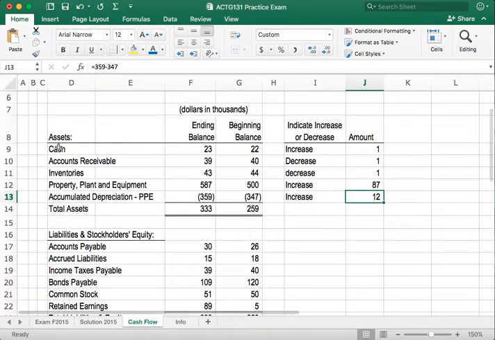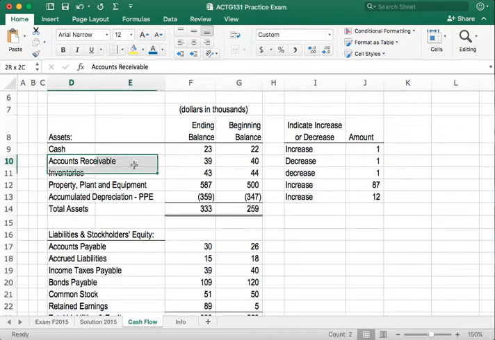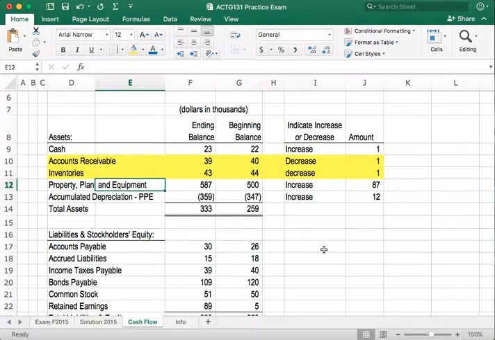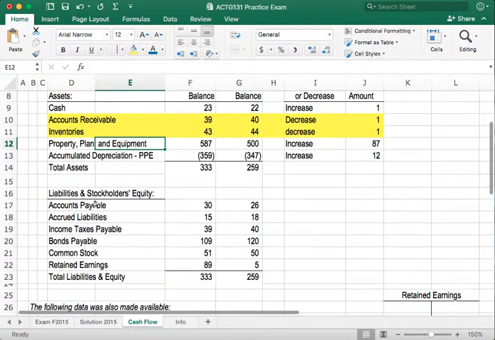But before I go on, I want to highlight a few things. First of all, we don't begin with cash. We're using the indirect method where we begin with net income. So cash isn't important yet. Also, I'm going to highlight these items here because these two, accounts receivable and inventories, those are current assets. Property, plant, and equipment, that's a long-term asset. So I've just highlighted the current assets, and if you remember, current assets will appear under the operating section.